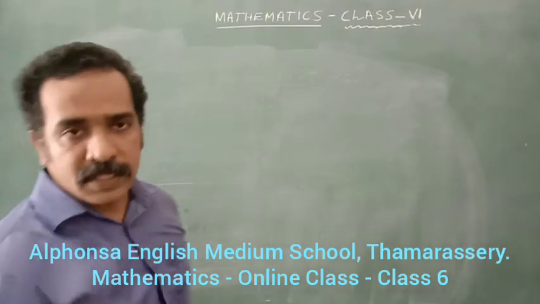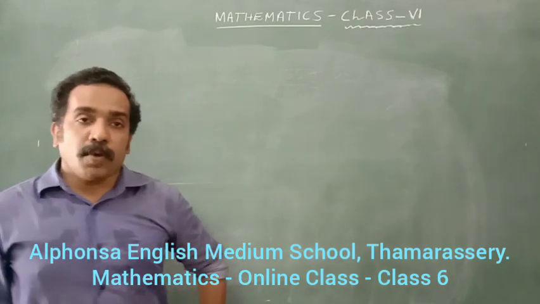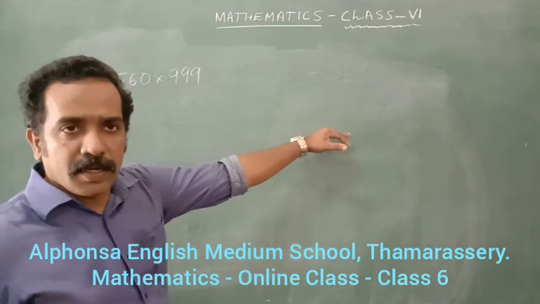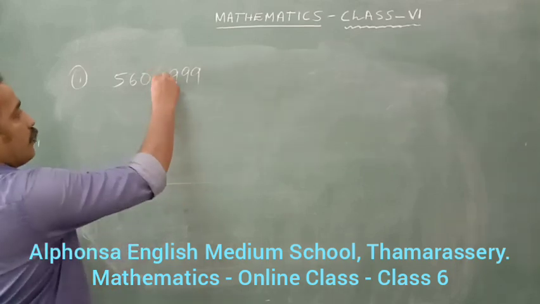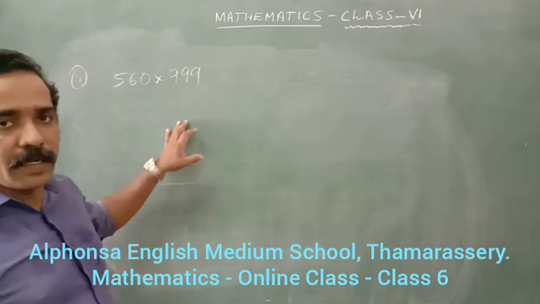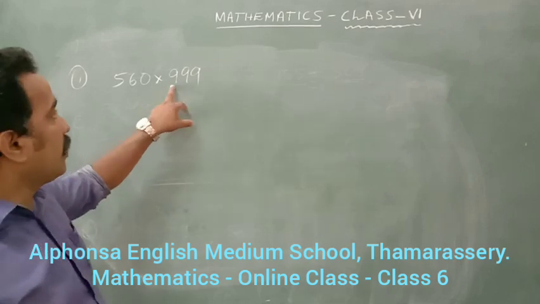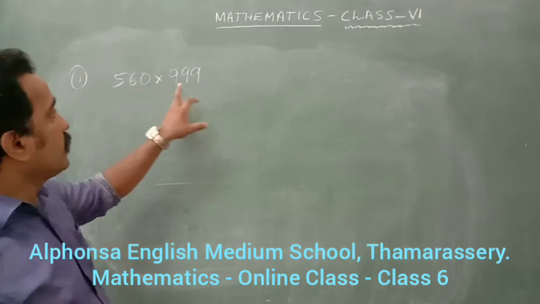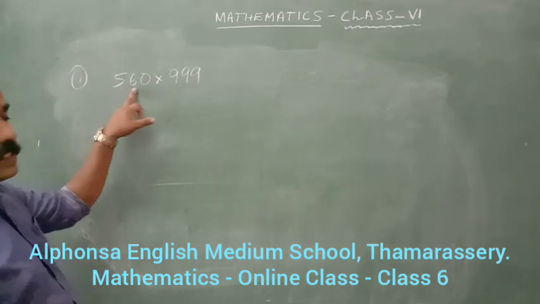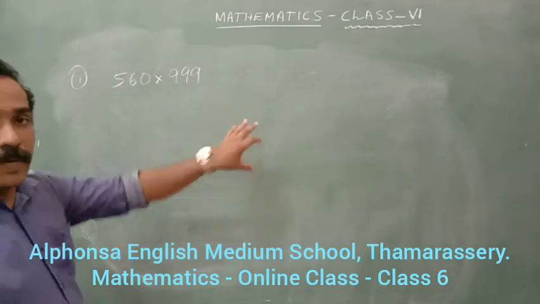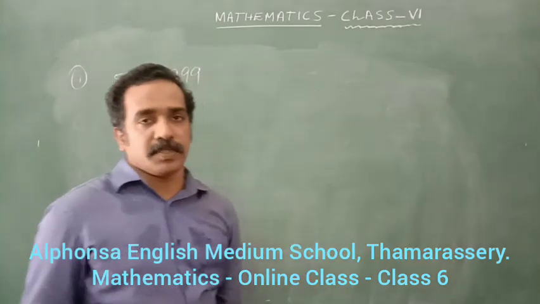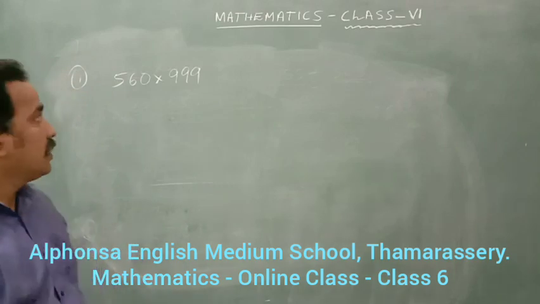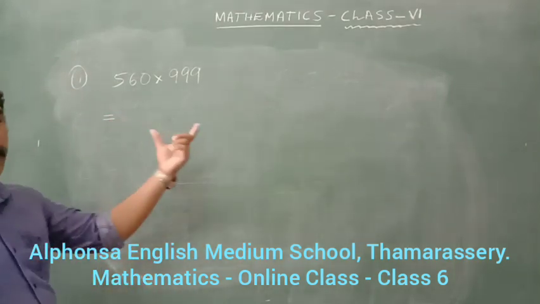And there was some other type of question, using properties, the distributive property and all. This is a big multiplication question. If you are multiplying 560 by 999, actually you have to multiply a 3-digit number with a 3-digit number. At least you have to multiply a 3-digit number by 56, a 2-digit number, and add a 0. But that will take so many steps. So to avoid such actual multiplications, we can use some tricks.